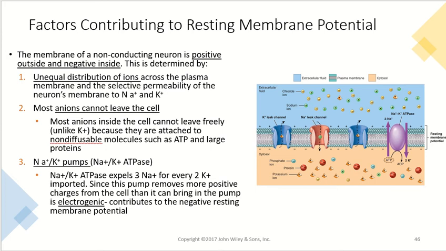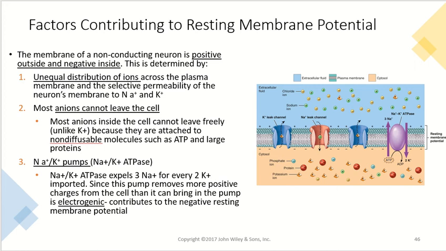Our second factor that's going to contribute to this resting membrane potential is going to be the fact that most anions are unable to leave the cell. So most anions that are inside a cell cannot leave freely, unlike potassium. This is because they're typically attached to some sort of big, chunky, non-diffusible molecule, things like ATP, or some other large protein that can't just easily diffuse through the cell. So they're kind of trapped in there.